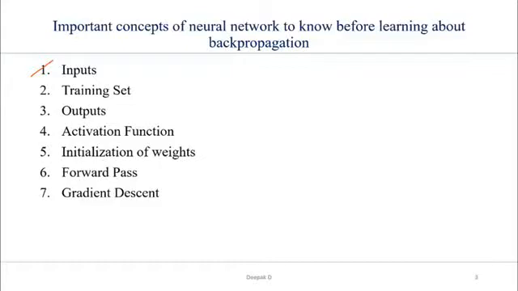The second one is the training set. This is a set of inputs for which the correct outputs are known. These can be used to train the neural network. And the third one is output. The output of the neural network can be a real value between 0 and 1, a boolean value, or a discrete or continuous value. For example, a category ID, or whether the output is male or female. So these are examples of output.